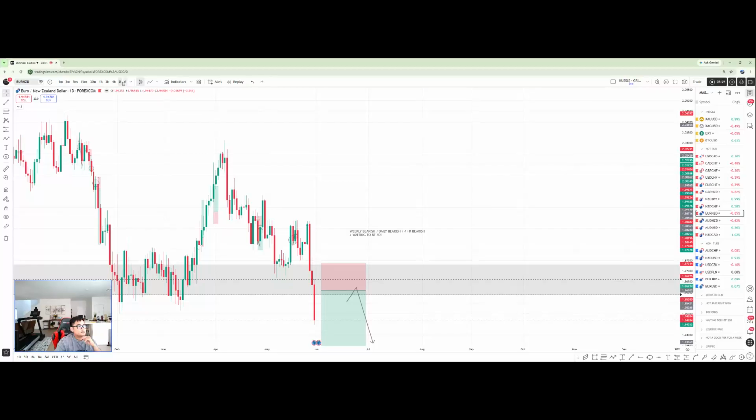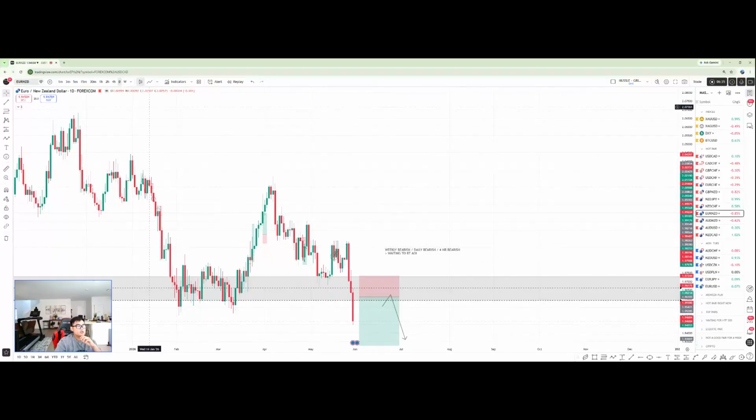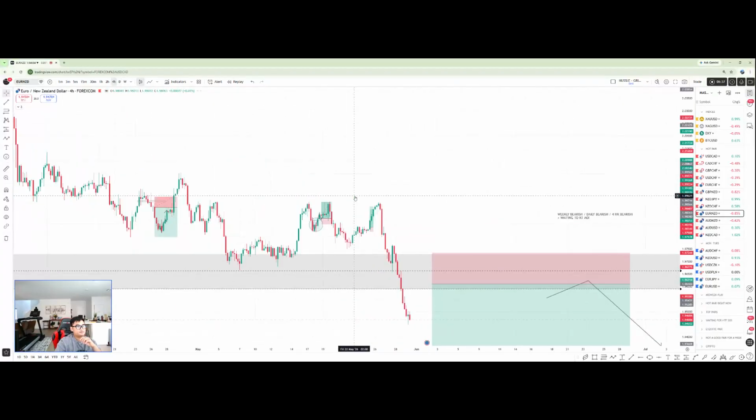Euro NZD, same thing as well. Weekly week pullback, continuation to go bearish. Daily is bearish. 4 hours bearish as well.